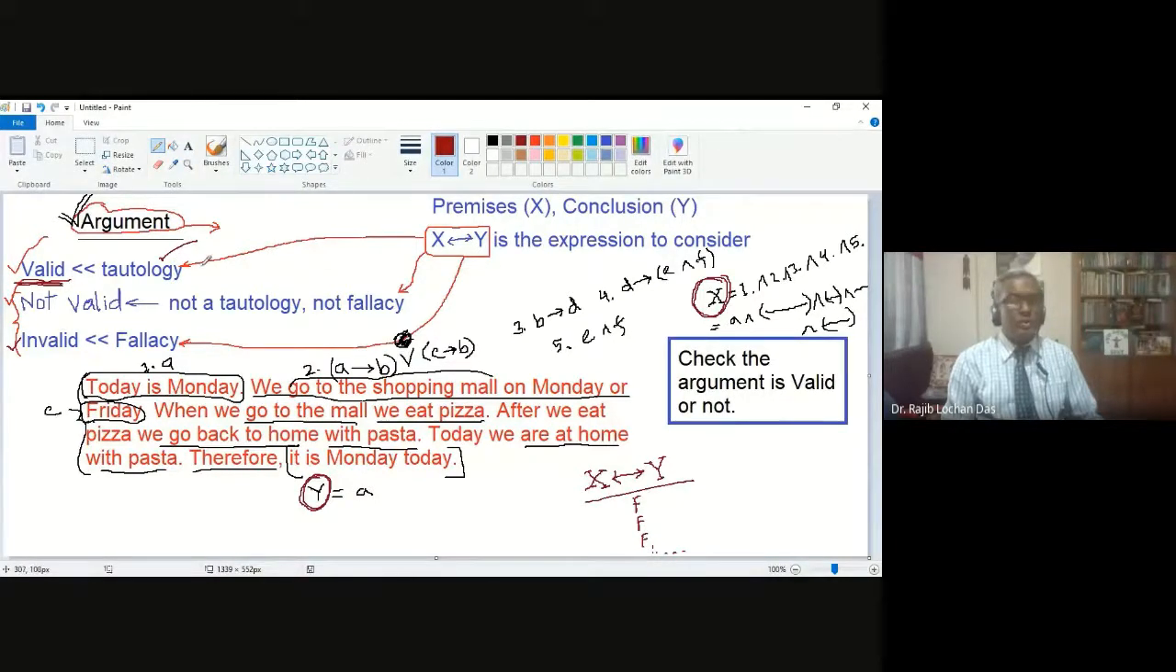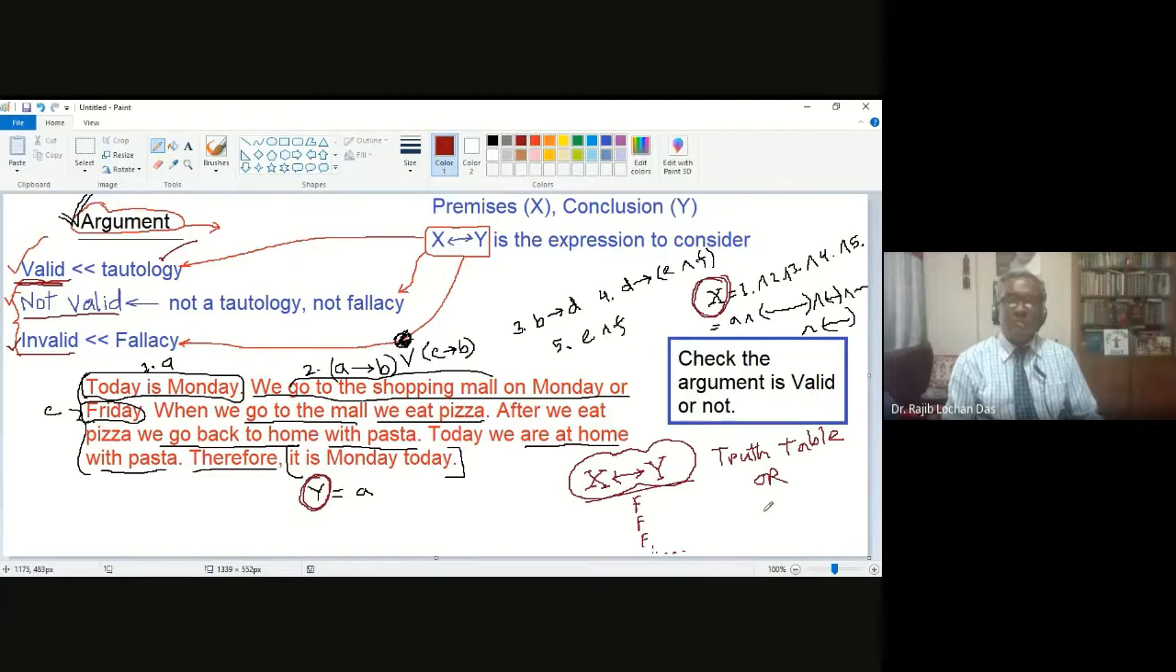If it is not a tautology, in that case also you can say the argument is not valid. Not valid means we cannot depend on this. So this is the situation. Now, how can you show that X double implication Y is a tautology or fallacy or neither? You can do this by truth table, and you can also do this by algebraic laws.